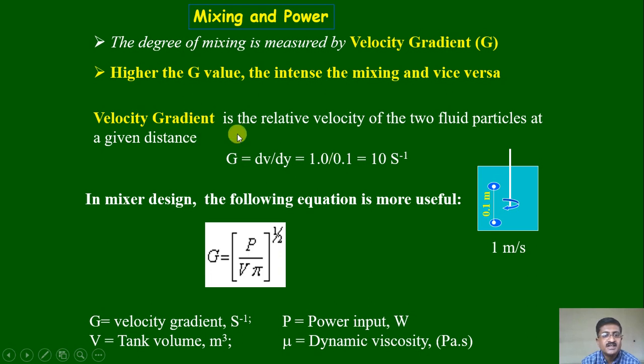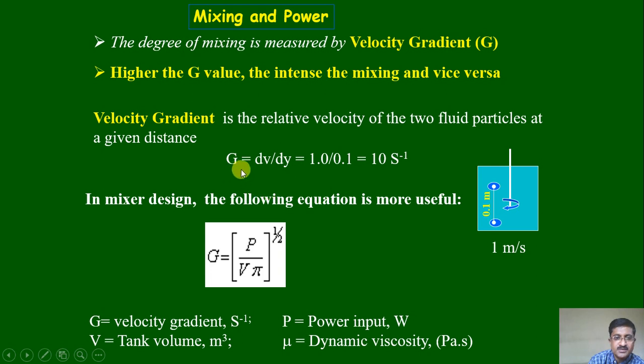Now the mixing and power calculation. The degree of mixing is measured by the velocity gradient, which is G. Please remember all this terminology. The higher this velocity gradient G value, the more intense the mixing, and vice versa. Now the velocity gradient is the relative velocity of two fluid particles at a given distance. When you are mixing, this velocity gradient is between the two particles.